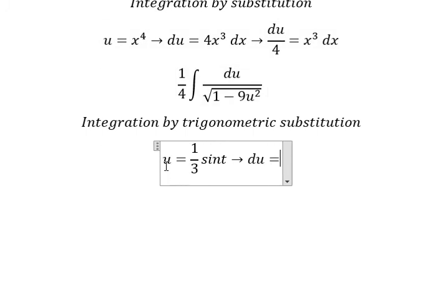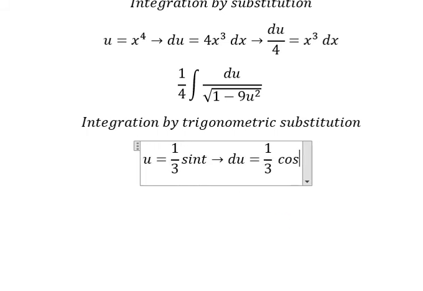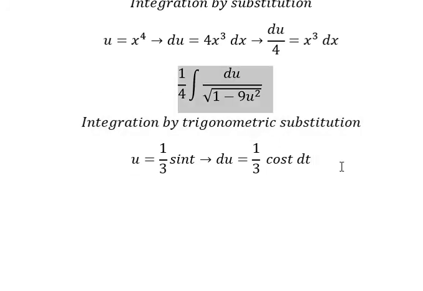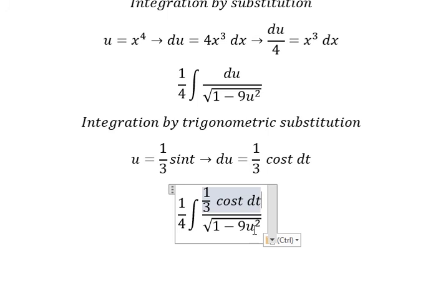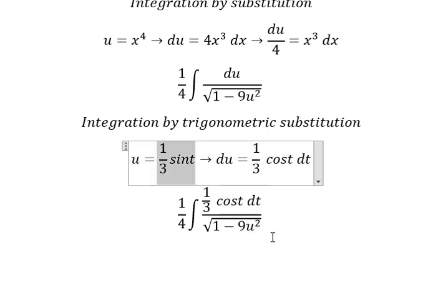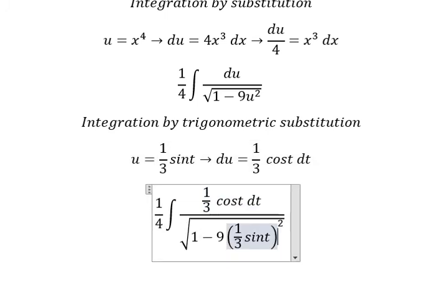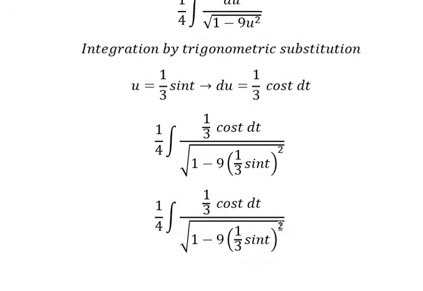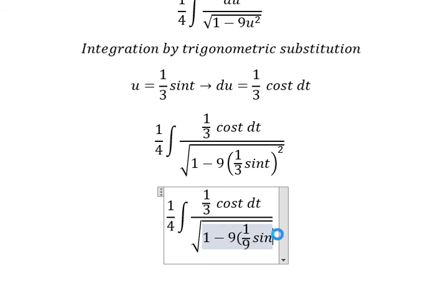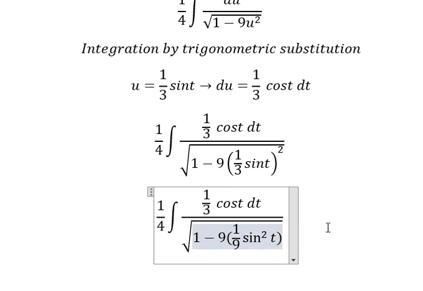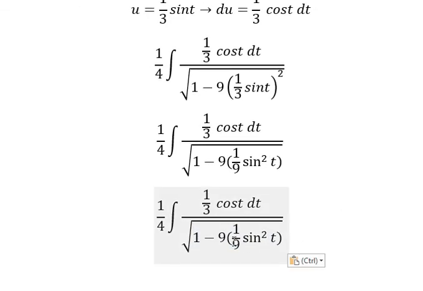Now, if we take the first derivative of both sides, you get 1 over 3 cosine t dt. So I will put this one in here. This one we change by this one. So this one we have 1 over 9 sine t square. Number 9, we simplify.